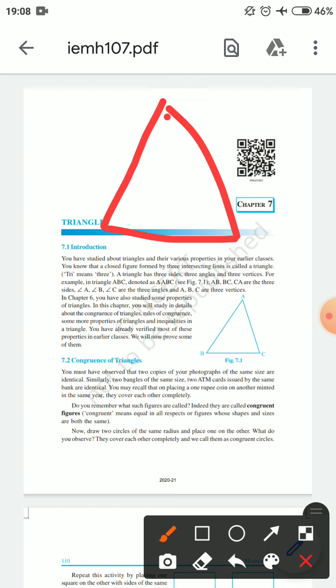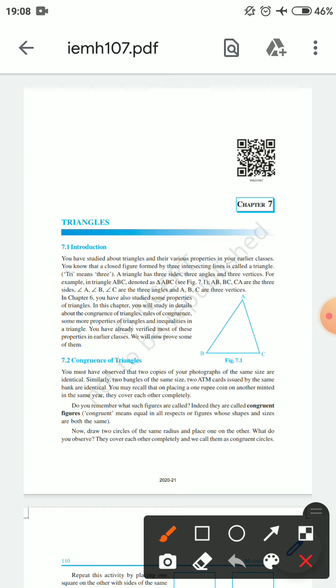And talking about our third type of triangle, that is equilateral triangle, the length of all three sides will be equal. In this chapter basically we will be studying in depth the properties of an isosceles triangle. Right, so let us start with congruency. So what do we mean by the term congruency?